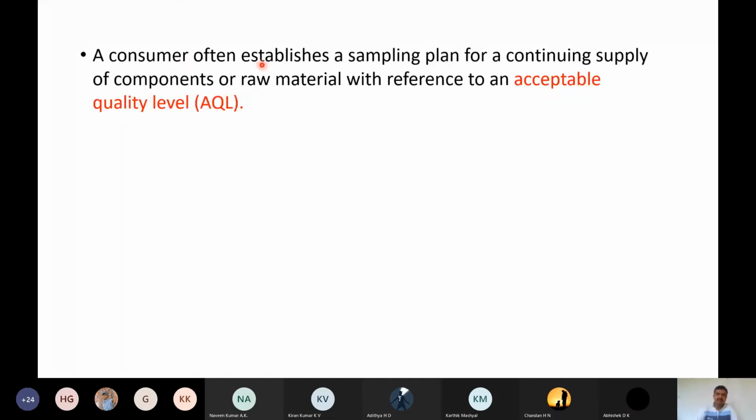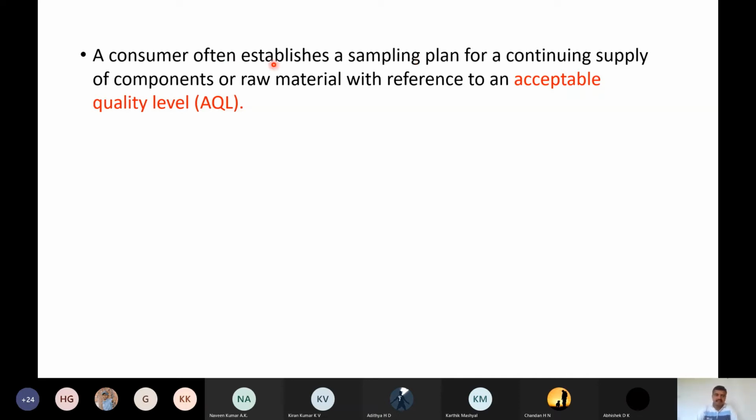A consumer often establishes a sampling plan. Sampling plan means, first you should decide what the sample size is. Next you should decide what the acceptance number is. So deciding on lowercase n, the sample size, and the acceptance number: how many defects are within the acceptable limit. So out of 1000, if this many defects are there in the lot, you will accept that lot. That is part of the sampling plan.